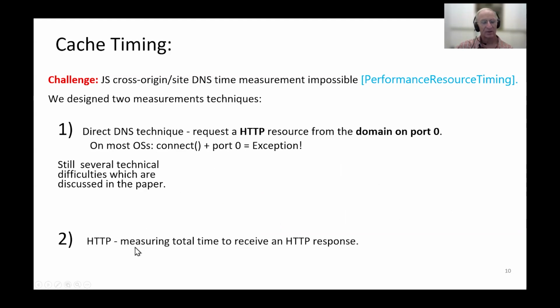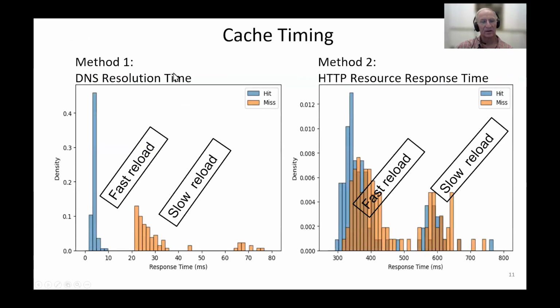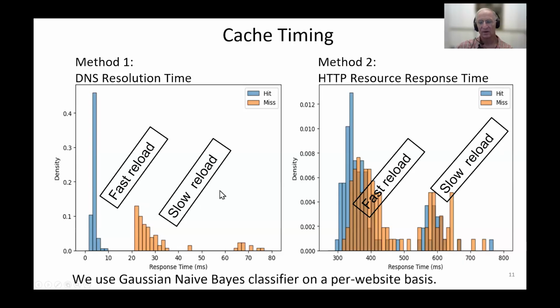And then there is simply to reload the HTTP resource for the domain of interest, bank.com, or any domain the attacker wants to infer whether the victim is visiting. And we see that with the DNS port 0 trick, we get a very good distinction between the fast reload and a slow reload, and it gives us good results for the attack. We'll see the results later.